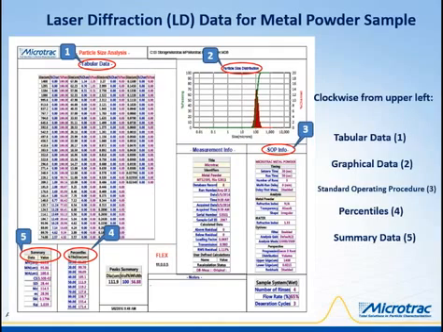This is a comprehensive sample data report from the software for laser diffraction data. Looking clockwise from top left, there's the detailed tabular size distribution, then the frequency distribution graph, the standard operating procedure or SOP information for the test, the list of percentile data, and the summary data. All information required for traditional QC reports.